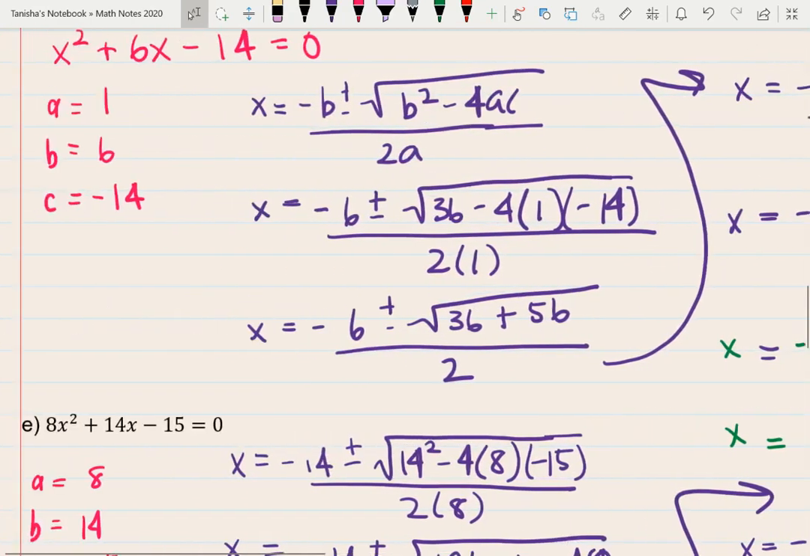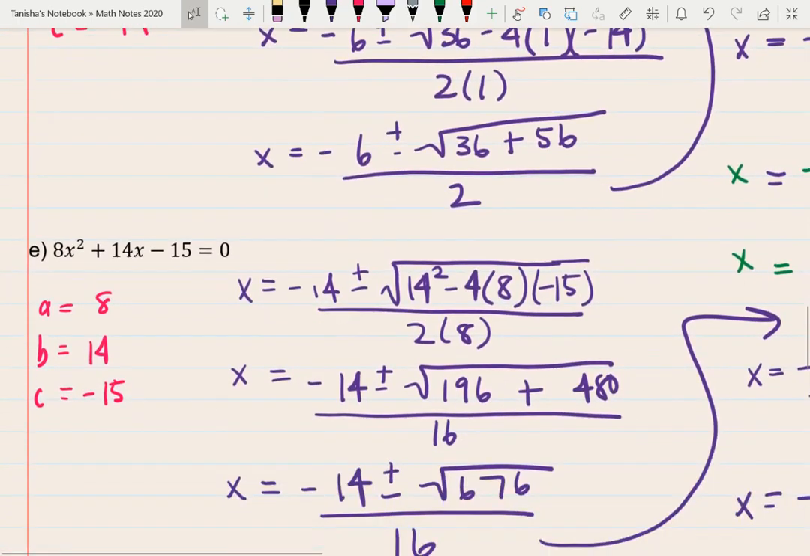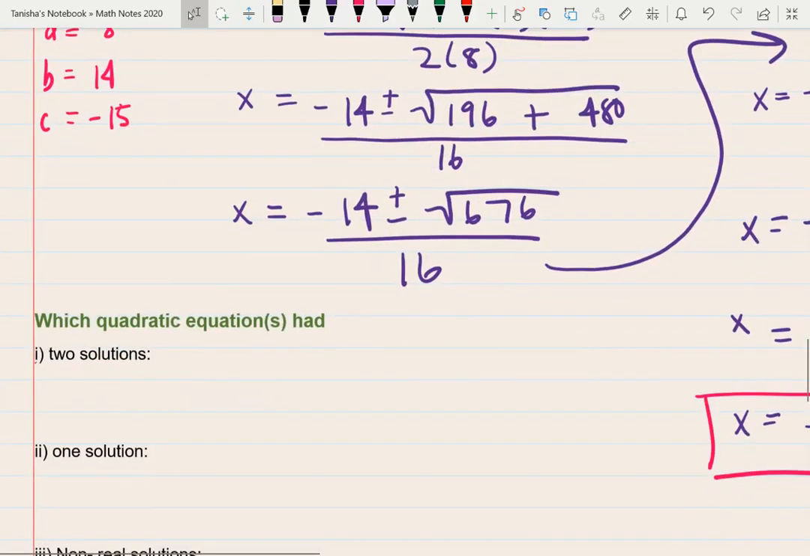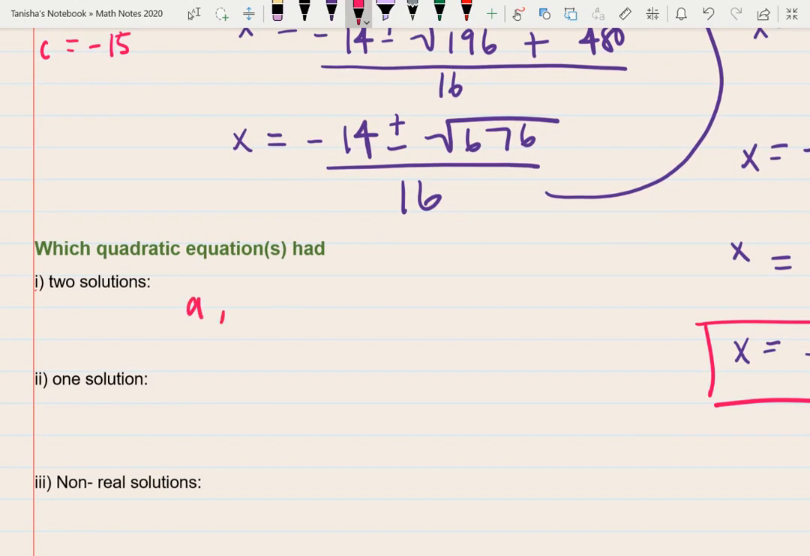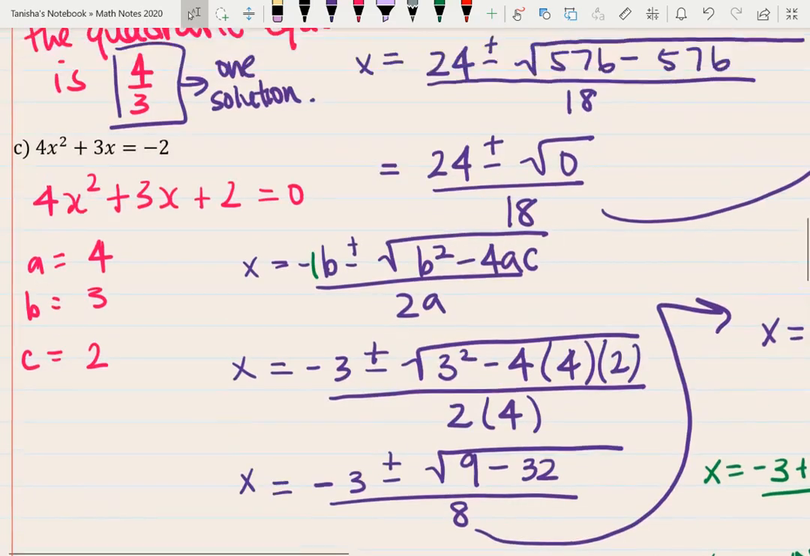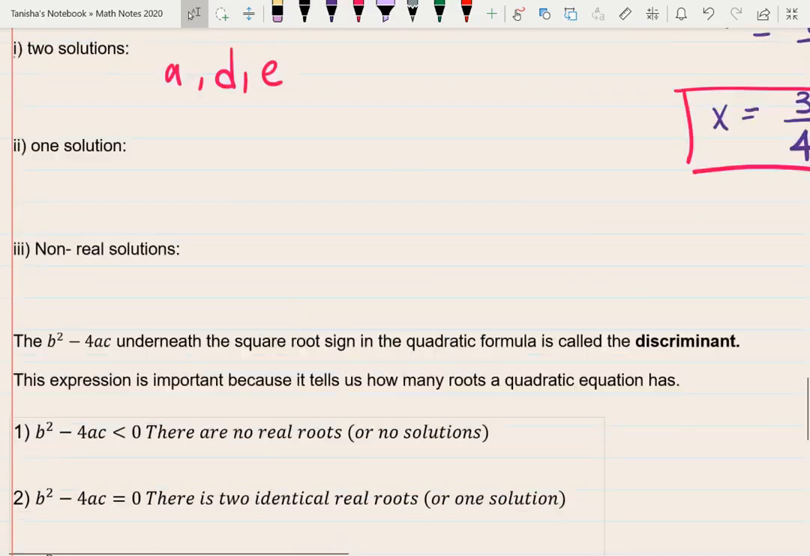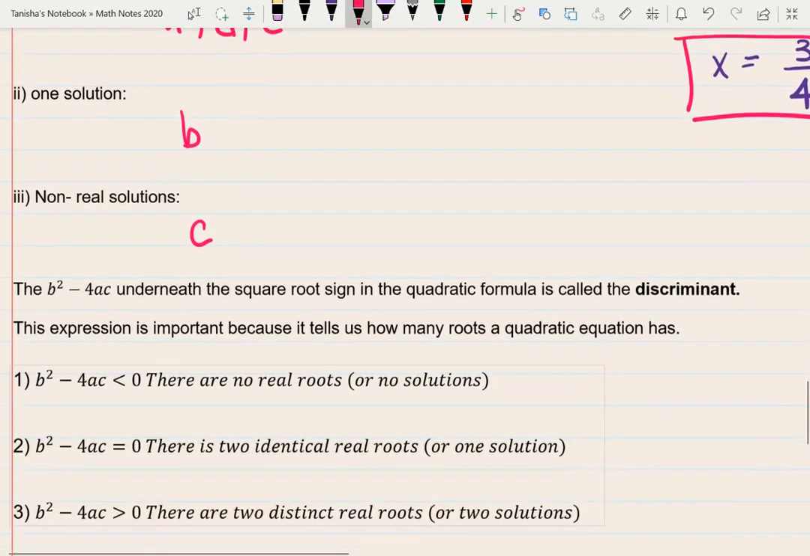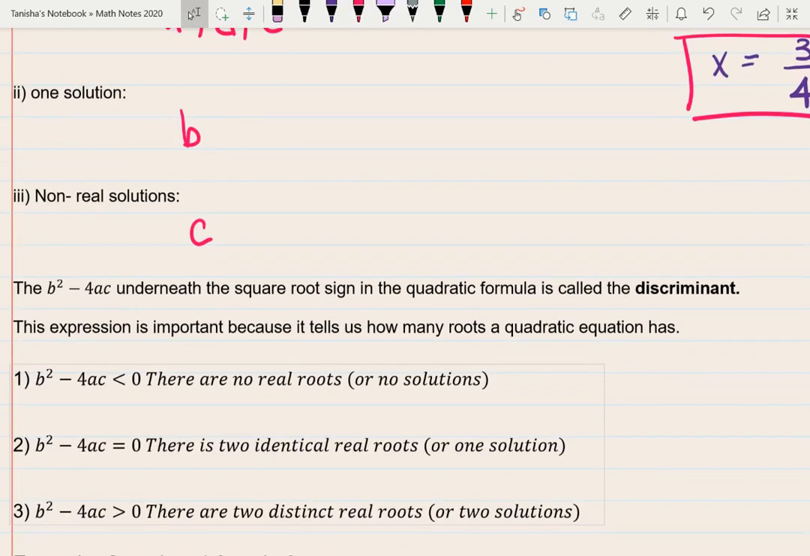D had two solutions, even though they were irrational, still two. And E also had two solutions. Okay, so A, D, and E had two solutions. B had one, and C had no real solutions. If you noticed the pattern when we were doing these questions, congratulations. If not, don't worry about it. The square root indicates how many solutions our quadratic is going to have.